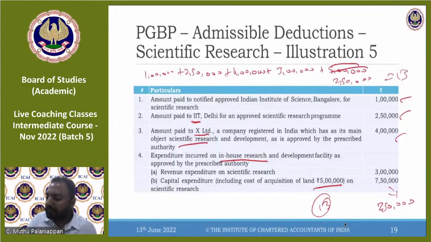Why 2.5 and not 5? Because land is not allowed. Only the difference, that is 7.5 minus 5 of 2.5 is allowed. So thanks, Madhuri, for that correction.